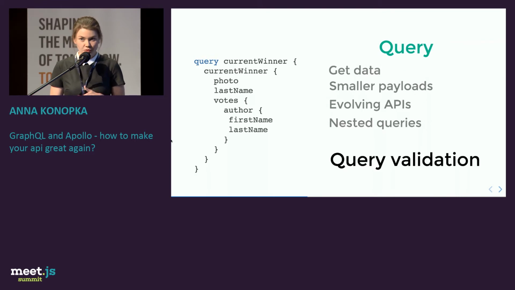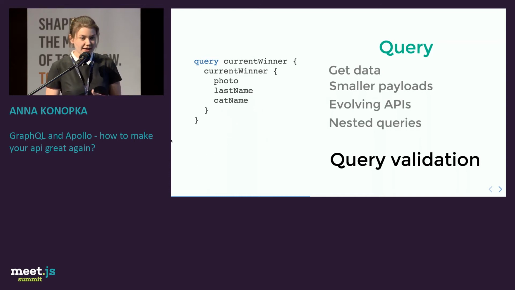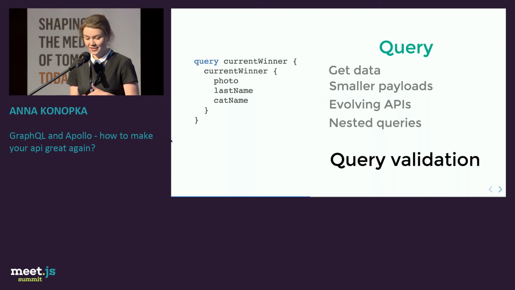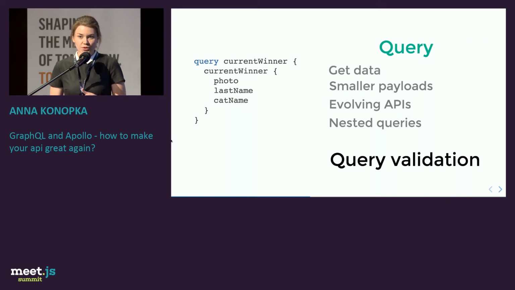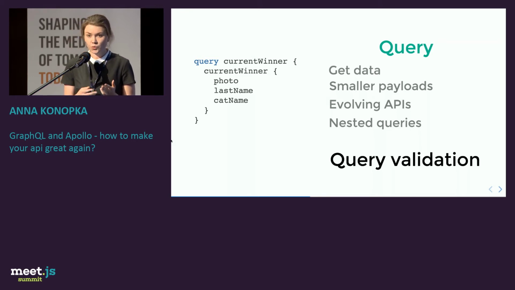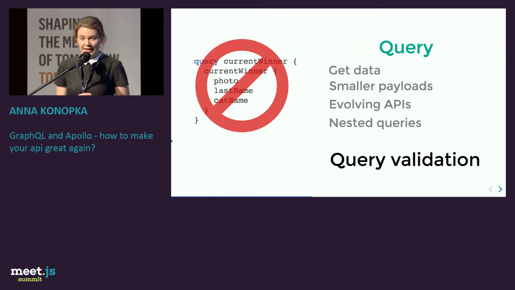And the thing that I already mentioned, that each query is validated against the schema. So if we would like to have a cat name of the current winner, we wouldn't be able to do so if there's no such attribute in the schema. So GraphQL will yell at us if we try to do so.